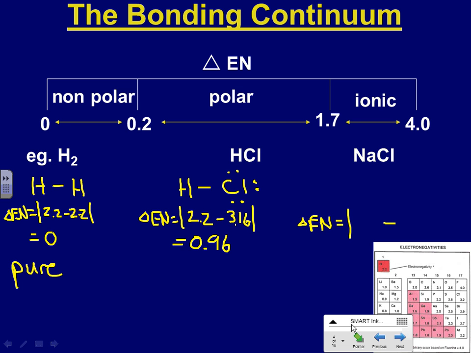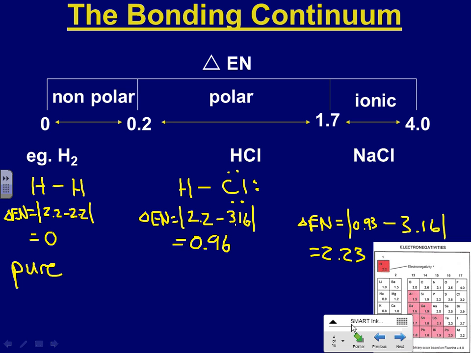I don't know what Na is, but Cl was 3.16. What is the electronegativity of sodium? Yeah, what do you got? 0.93. Notice the trends that we've already learned. Metals, really low. Non-metals, really high. And the further to the right we get, the higher it gets. What do we have for a delta EN? Somebody calculate that up. Yep. 2.23.